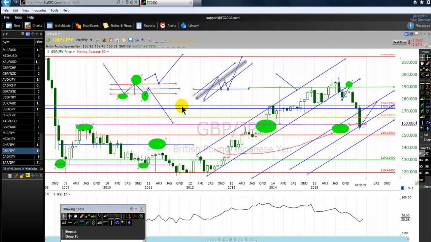I will leave it as it is, and I hope you have learned something from it to improve your day trading and your swing trading. But before we go, I have something else to show you here. Look at the pound-yen currency pair. Look what has happened here.